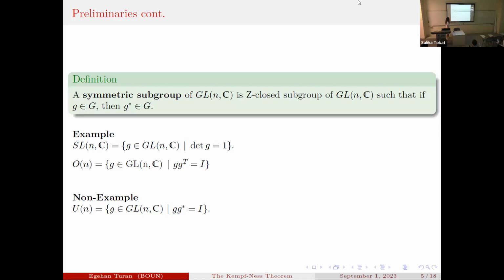I also have a non-example here, which is the unitary group. This group will be super important for this talk, but it is not a symmetric subgroup. Why? Because here you see an equation, and it seems like it must satisfy the symmetry condition. And indeed, it satisfies the symmetry condition, but it is not Zariński closed, which is really important. So we should not skip over this Zariński closed structure of symmetric subgroups.